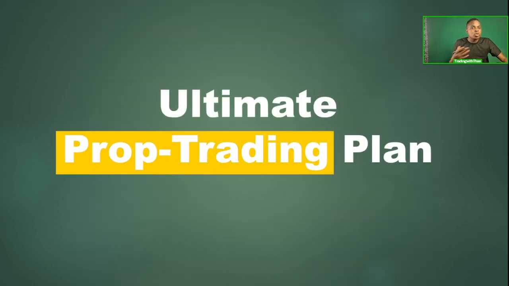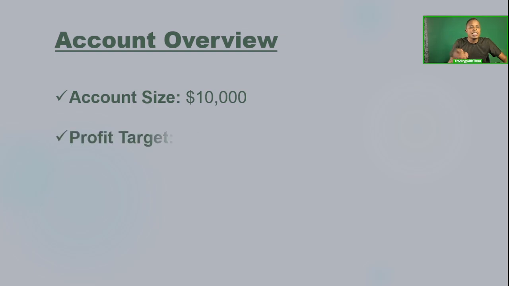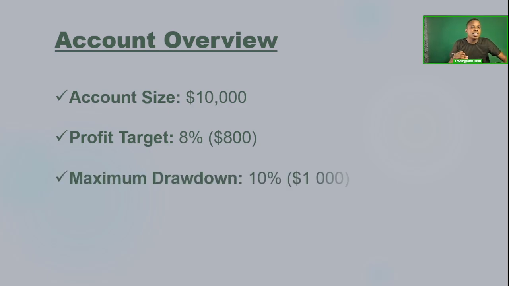This plan is going to be very helpful. Whenever you are creating a trading plan for a PropFirm account, you always want to know the risks and keep them in mind. So first of all, let's look at the account overview itself. This account has $10,000, and there is a profit target that I need to meet, which is 8% of the account. There is also a maximum drawdown, which means I cannot lose more than that amount, and in this case it's $1,000, which is 10%, right?